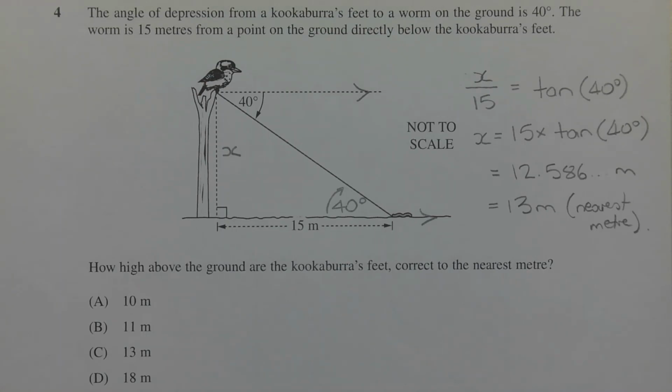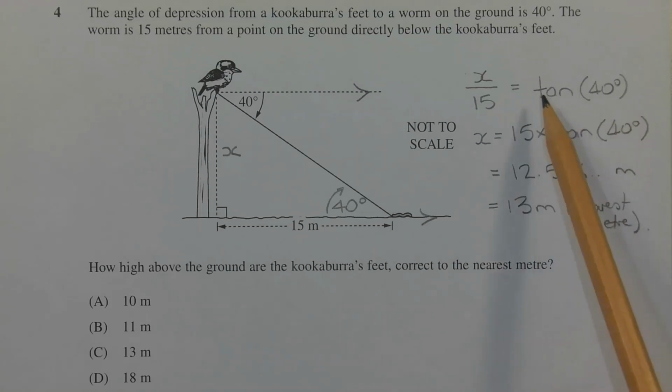So expressing this as an equation, we have opposite over adjacent, so x over 15 is equal to tan 40 degrees. We want to make x the subject. Now x over 15 is the same as saying x divided by 15. So we can move this 15 over to the other side by multiplying it to tan 40 degrees. So x is equal to 15 times tan 40 degrees.